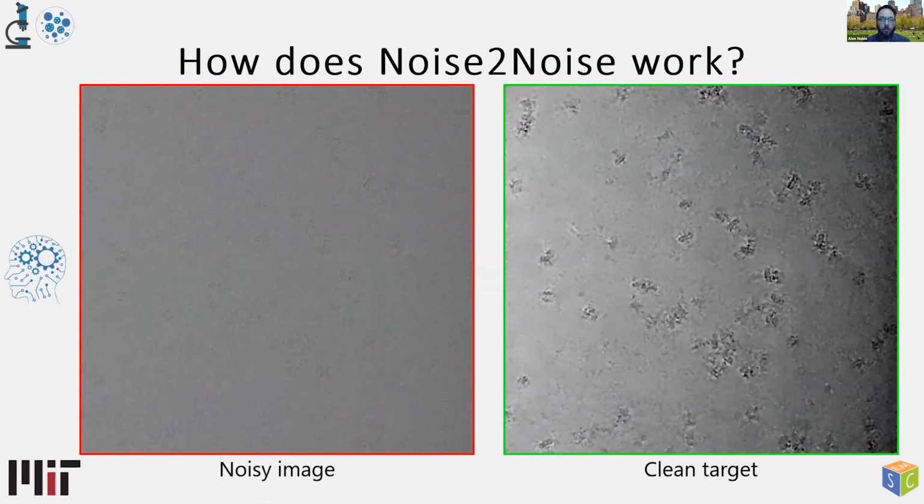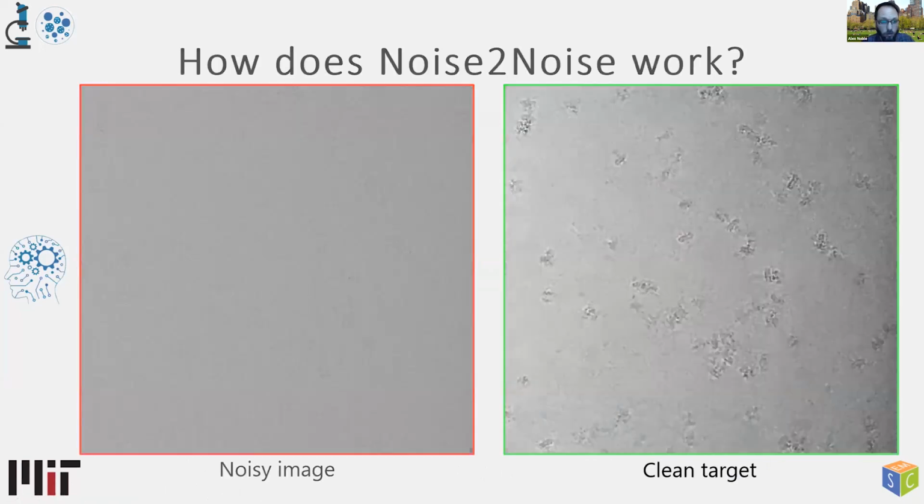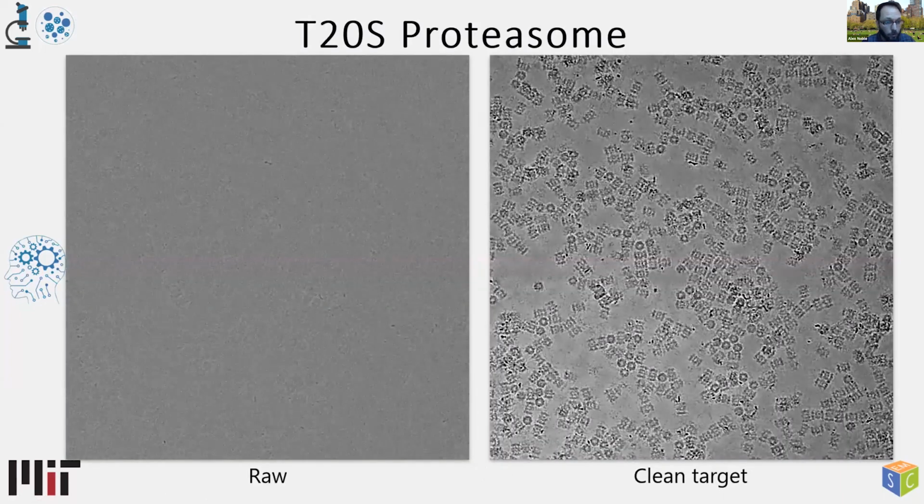So here we have a particle in a nanodisk, protein in a nanodisk. And as you can see, the original image looks like this. After denoising, it looks like this. So just visually, it's quite starkly better.